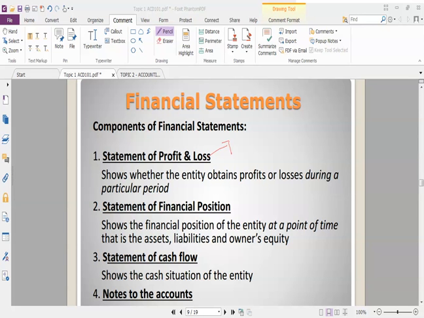Is revenue generation part of the financial statement? Yes, it's included in the statement of profit and loss. You will find the item for revenue inside the statement of profit and loss. Okay, Ahmed?